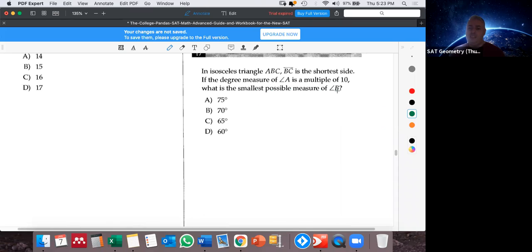What is that? We can draw. I didn't read all the questions, but let me draw. A, B, C. In isosceles triangle ABC, BC is the shortest side. What does it mean? These two sides are equal to each other. Why? If something is shortest, the other two must be equal to each other.